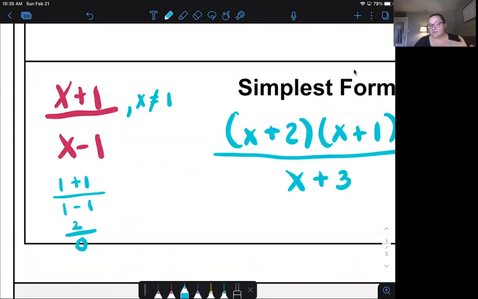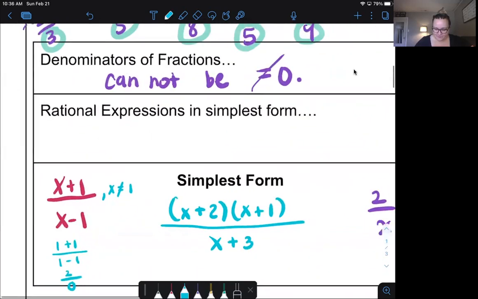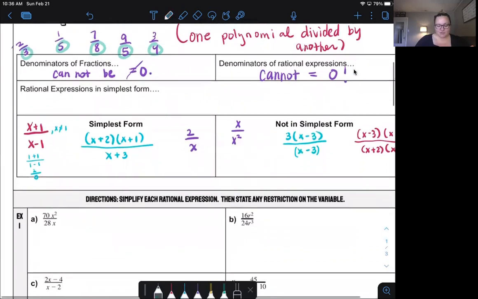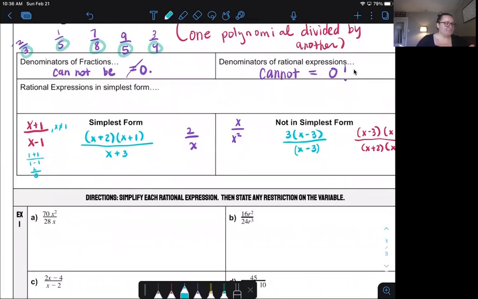So we're going to be stating restrictions on the variable for all of our rational expressions, and we'll get into that when we do some more examples in just a second. Now we've kind of already talked about what simplest form looks like, but I just want to officially say rational expressions in simplest form, the numerator and denominator have no common factors.